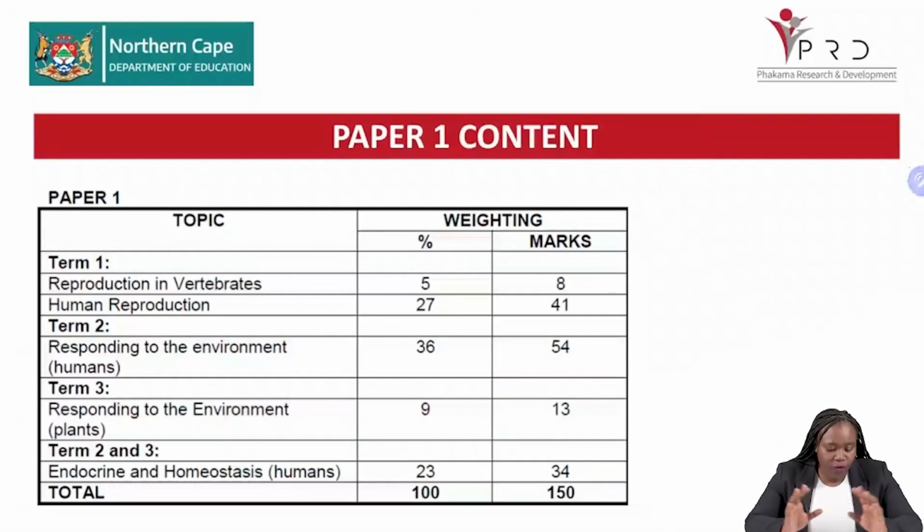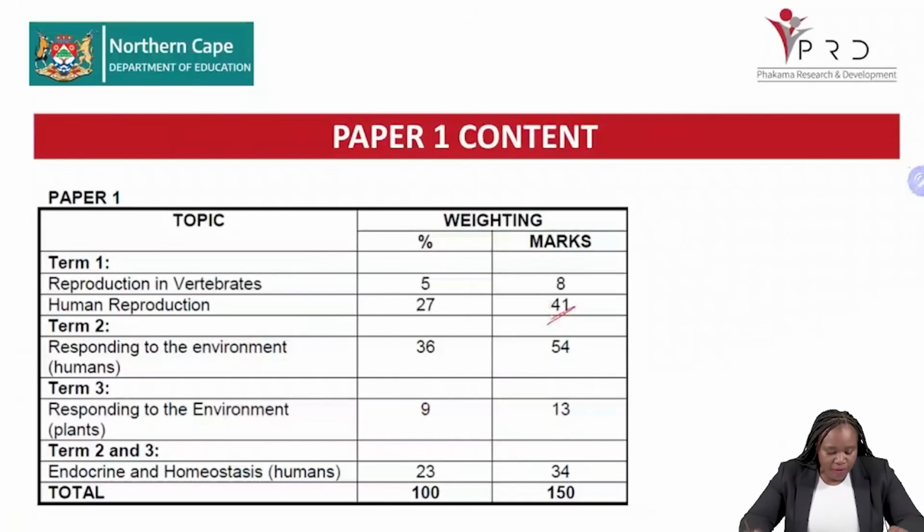We have for term 1, reproduction in vertebrates and human reproduction. With reproduction in vertebrates, we have 8 marks, whereas human reproduction, we have 41 marks, as we can see here. And then in the second term, we have responding to the environment in humans, whereby we would be looking at things such as the human brain, the human eye, the human ear, and how humans would then respond to the environment through these different parts of the body.